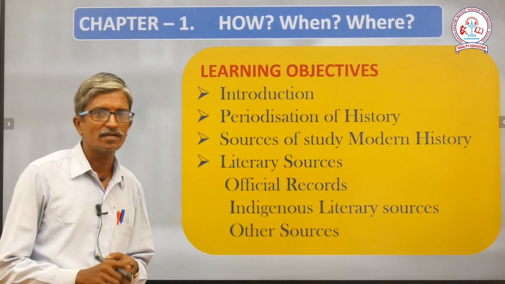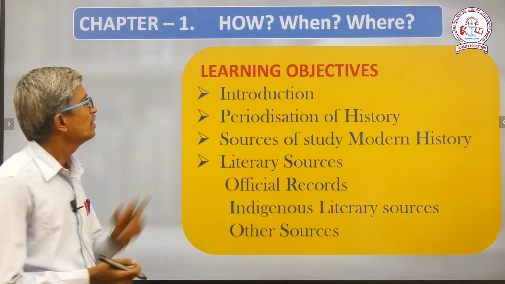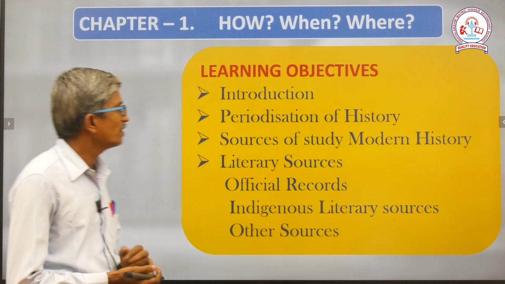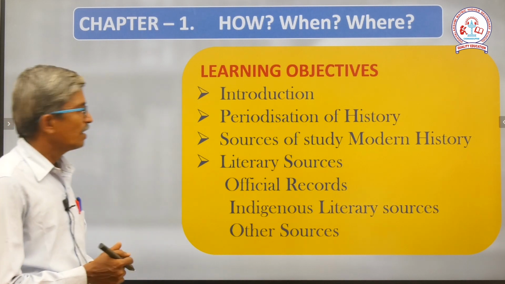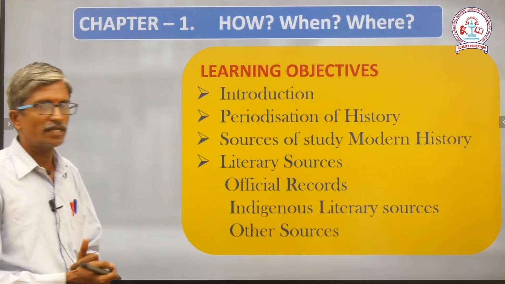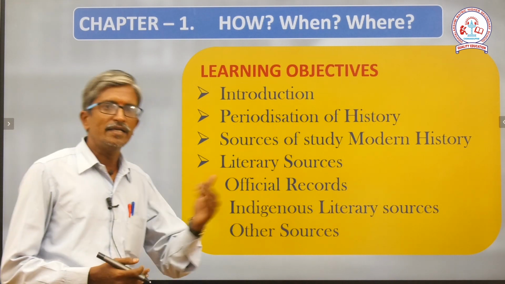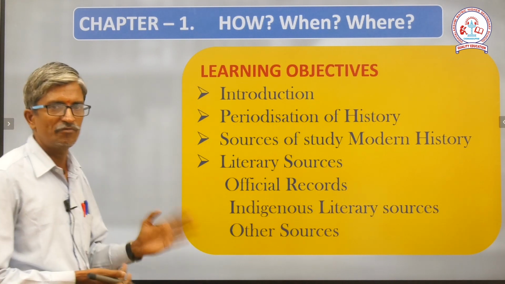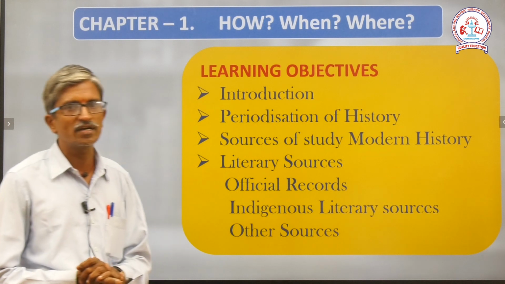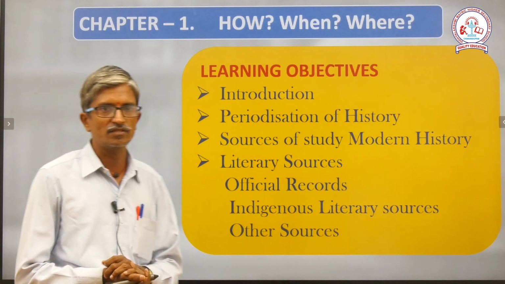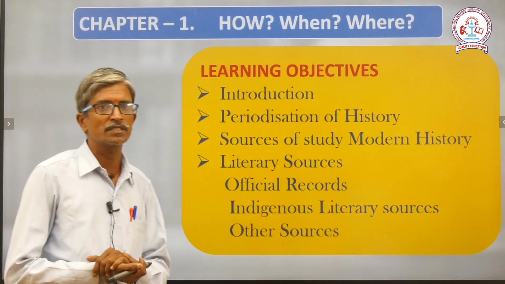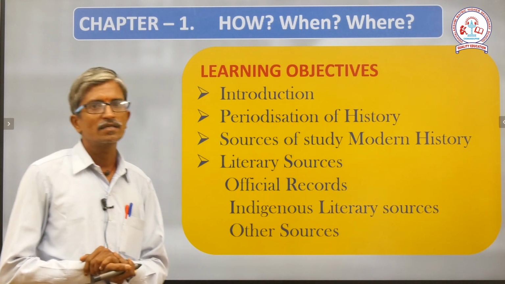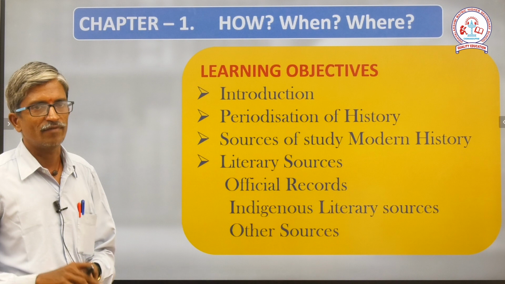As usual, number 1, introduction. Number 2, periodization of history. Number 3, sources of study, modern history. And the number 4th one is literary records. Again, it has some subdivisions: number 1, official record; 2, indigenous literary sources; and finally, other sources. So, these are all the 4 major topics we are going to discuss in lesson number 1, how, when and where.